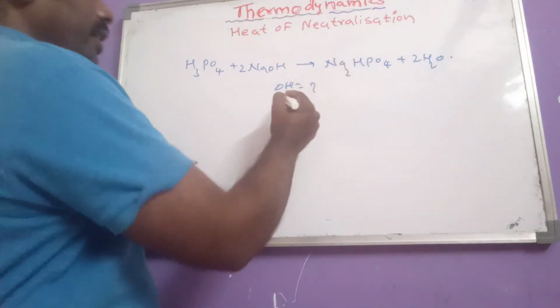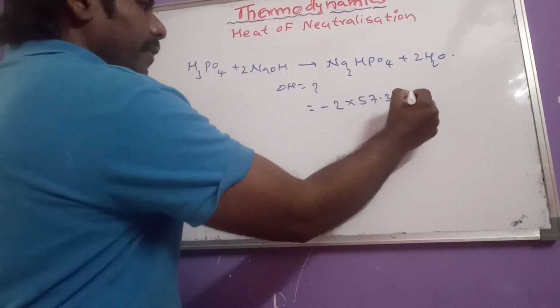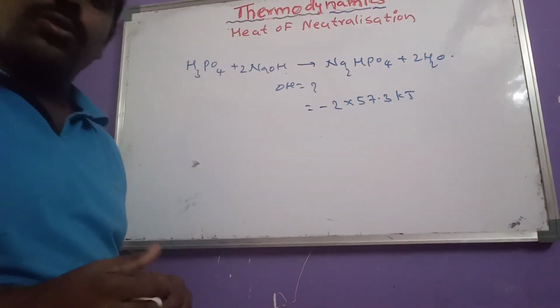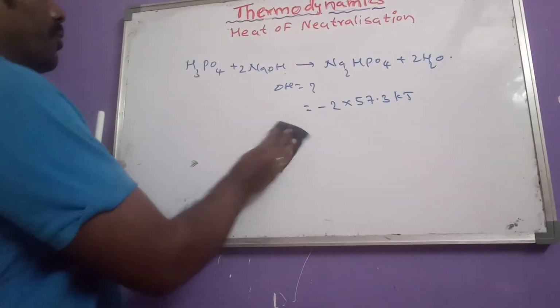Therefore, what is the delta H value? It is minus 2 into 57.3 kilojoules. So now we have to observe the number of water molecules formed.